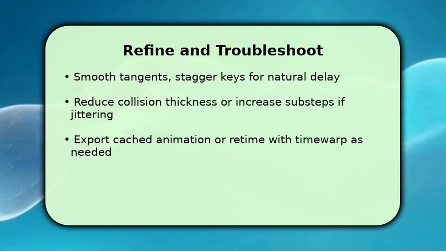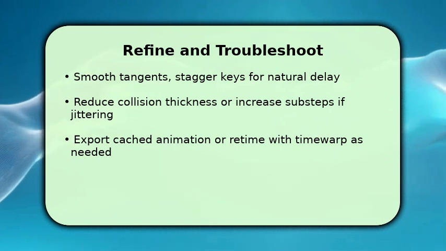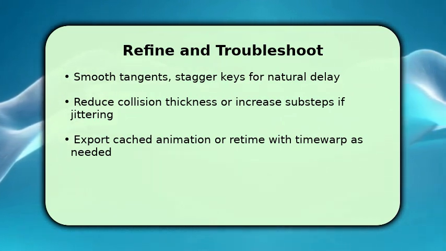If things still go wrong, isolate one strand, reproduce the issue, and compare solver settings. This targeted test reveals the offending parameter quickly.